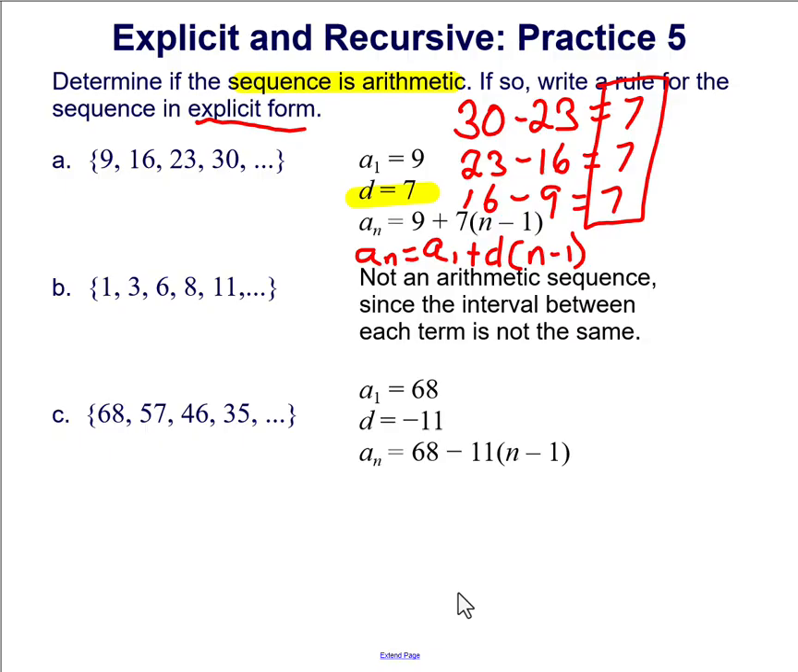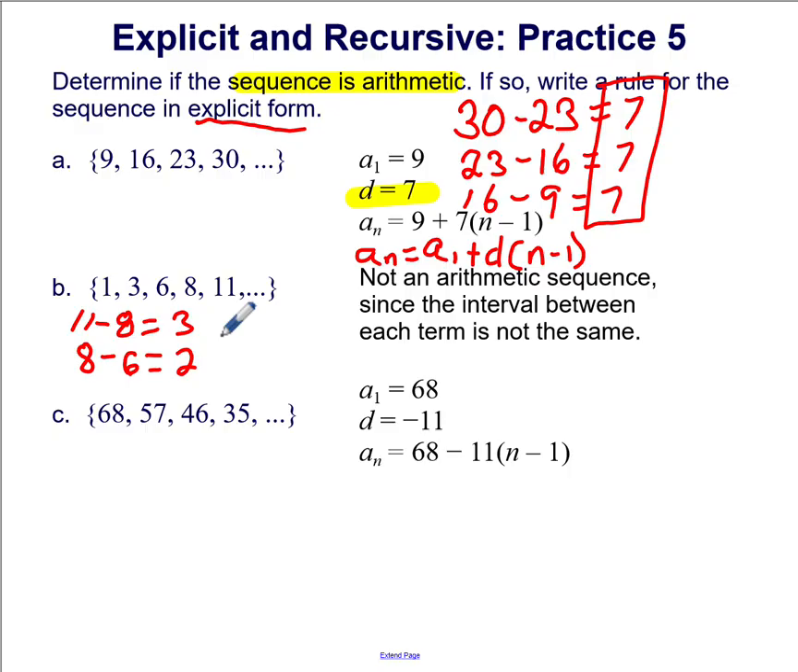Letter B, it's not an arithmetic sequence since the interval between each term is not the same. If I take 11 and subtract 8, that's going to give me 3. If I take 8 and subtract 6, that gives me 2. You have two different numbers here, and once you get two different numbers, you do not have an arithmetic sequence. You have a sequence, just not an arithmetic sequence. So not having a common difference disqualifies this from being an arithmetic sequence.